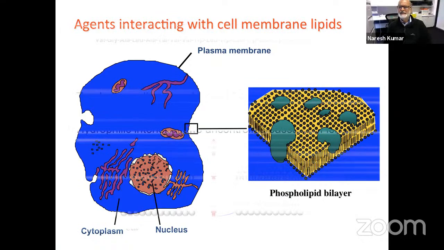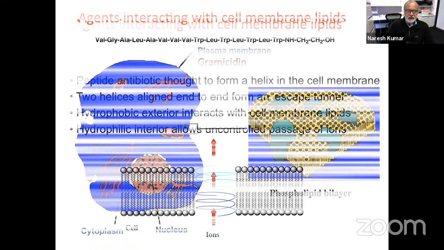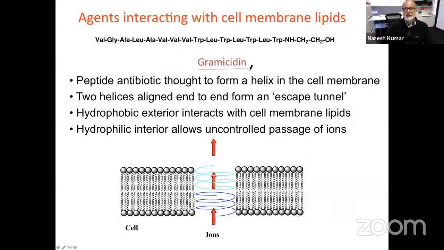So how can drugs interact with this cell membrane? The drug, as an example I have here, is called gramicidin. Gramicidin is a peptide. Peptide means various amino acids are linked together, like valine, glycine, alanine, leucine, and so on. The antibiotic gramicidin actually interacts with bacterial membranes. This is an example of it, again a phospholipid bilayer, and gramicidin can insert itself into the cell membrane. The helical structures you see here are the gramicidin.